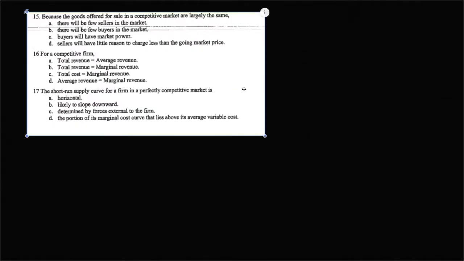Alright, so we have some more questions here. Number 15. Because the goods are offered for sale in a competitive market, they are largely the same. Alright, so there would be few sellers and few buyers. That is incorrect, because in a competitive market there are many, many buyers and many, many sellers. And that is just kind of the definition of a perfectly competitive market.